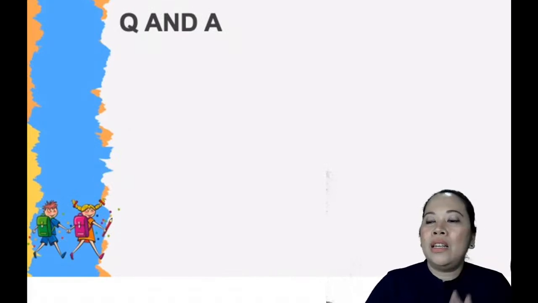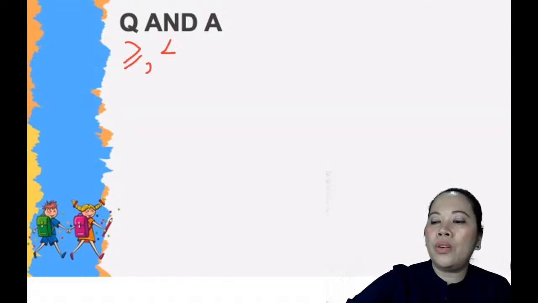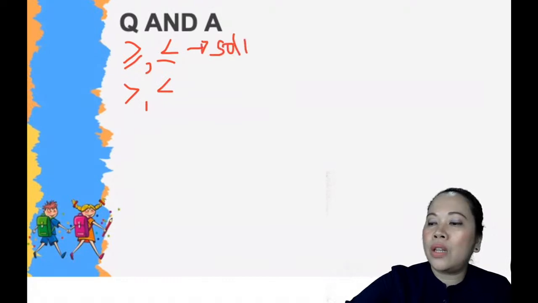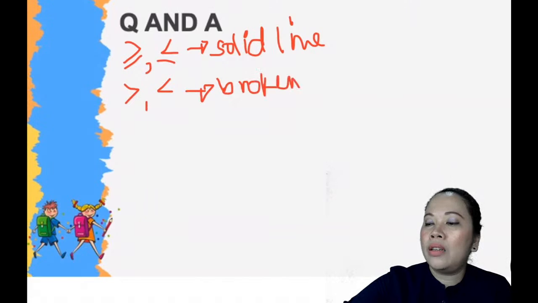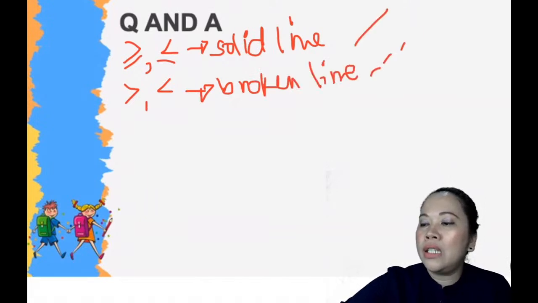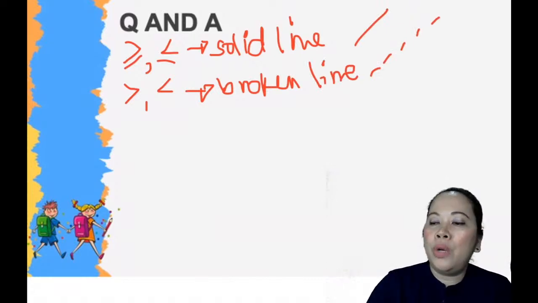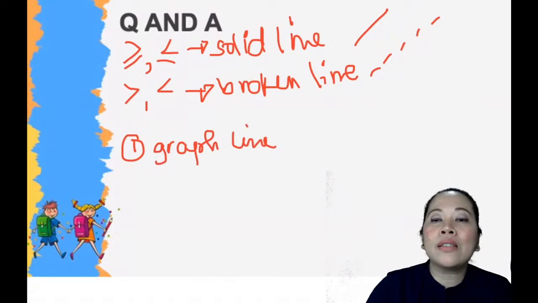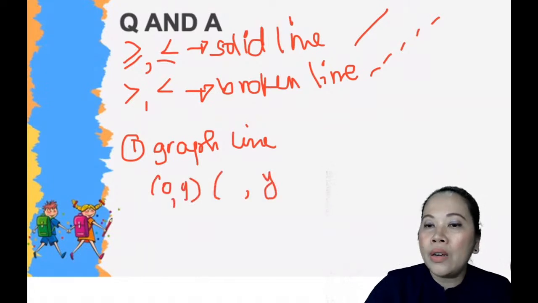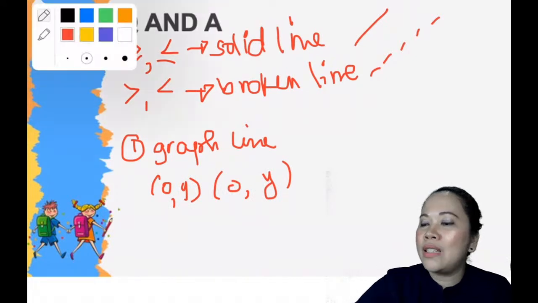Again, for inequalities with 2 variables, you have greater than or equal to, less than or equal to, and just a recap, greater than or less than. If it is greater than or equal to, or less than or equal to, your line is solid. If it is just greater than or less than, it is a broken or dotted line. So solid line and dotted line. The steps are: first, graph your line. The best is to use your y and x intercepts. If x is 0, you find y, and if y is 0, you find x.